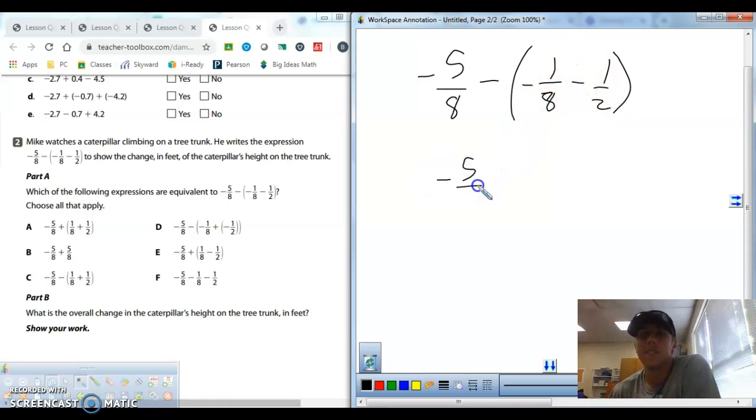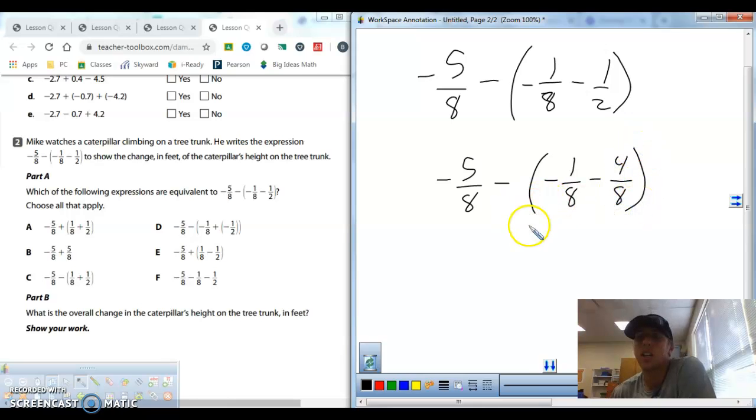So we got negative 5/8 minus negative 1/8 minus, and 1/2 is the same as 4/8, okay? Again, you got to get common denominators. So now we can take negative 5/8 minus, and we got negative 1/8 minus 4/8. That gives us a total of negative 5/8.